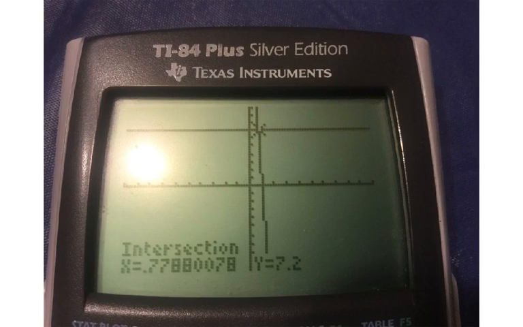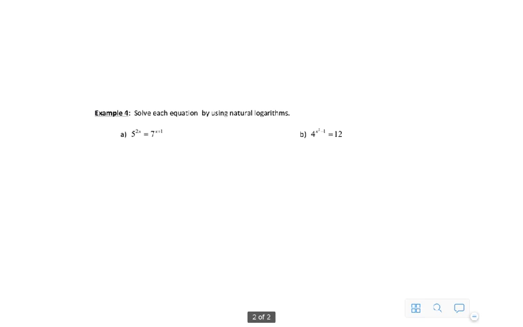And this is what I would see on my calculator if I graphed those two on my calculator and found the point of intersection. And notice at the bottom, it tells me it's 0.78. Although both of these next two parts of example 4 would probably be best done on the graphing calculator, I'm going to show you how doing them using natural logs would work.